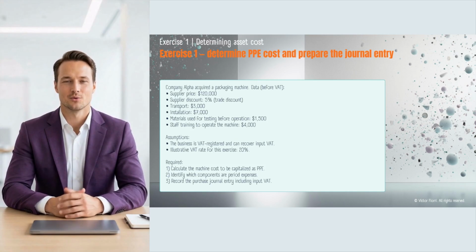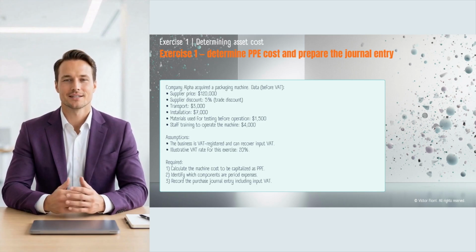Company Alpha acquired a packaging machine. We are given a supplier price, a trade discount, transport cost, installation cost, testing materials, and staff training cost. We are also told that the business is VAT registered and can recover input VAT. The required task is to calculate the machine cost to be capitalized, identify which components are period expenses, and then record the purchase entry, including input VAT.